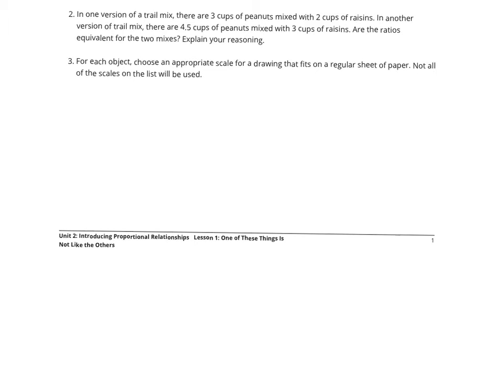In number 2, I'm going to do the same thing. I'm going to make myself a T-chart. And now we're talking about trail mix. This isn't a T, this is more like a tic-tac-toe board here. We have peanuts, we have raisins. Oh no, sorry, there are just peanuts and raisins here. We do not need that third column. And we're going to compare those two things.